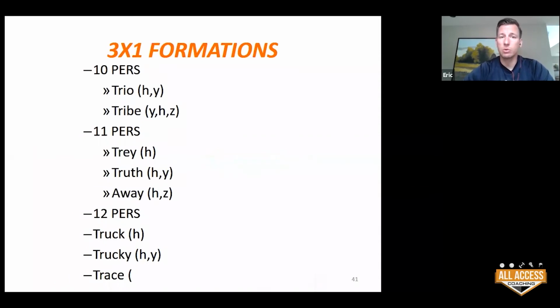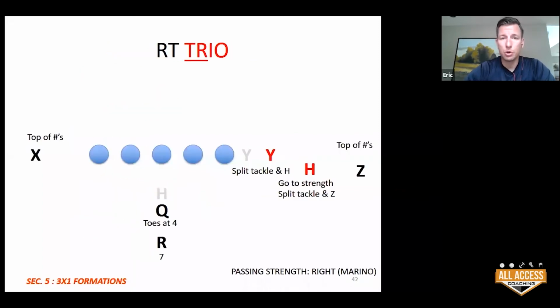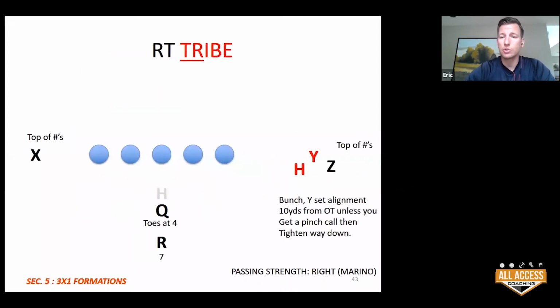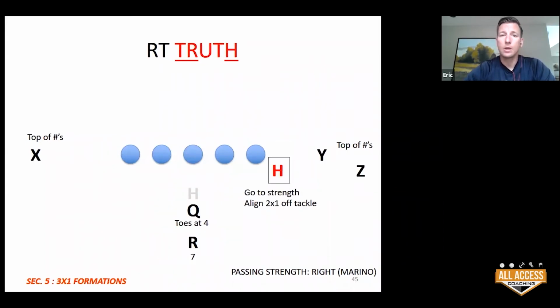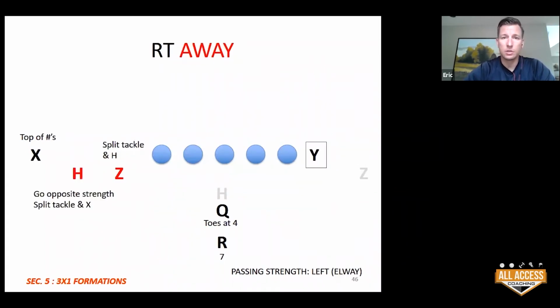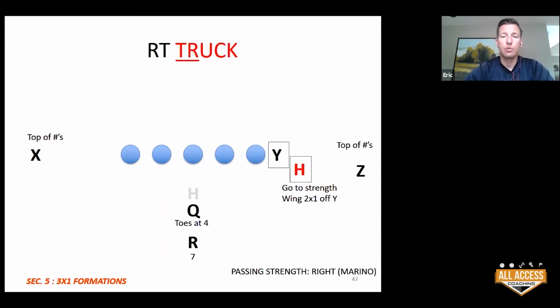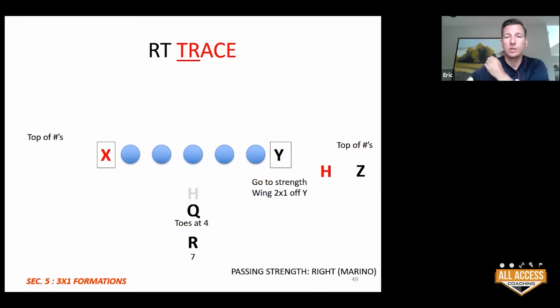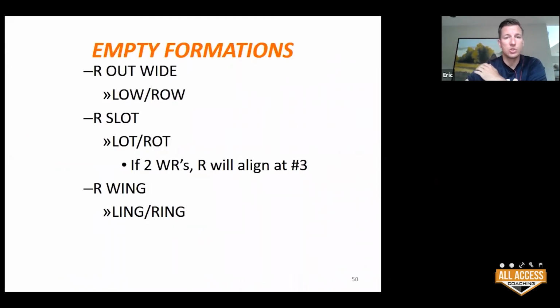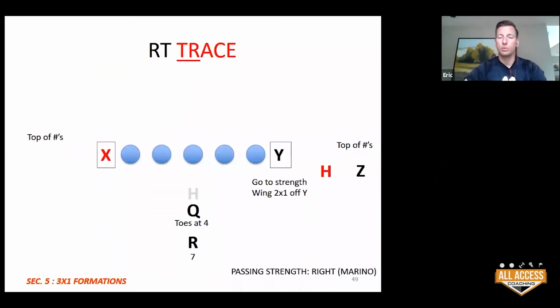Same thing with our 3x1. So we have trio, okay, trio trips open, everybody knows that, 10 personnel. Tribe is our 3x1 bunch. Tray trips with a Y. Truth trips with an H. Away, everybody gets away from the tight end. And then truck and duck, we got wings, we got a heavy set, 12 personnel, tight end wing. Trucky, we're going to invert that wing. Trace is tray ace. And so just different ways to try and be as multiple as possible.